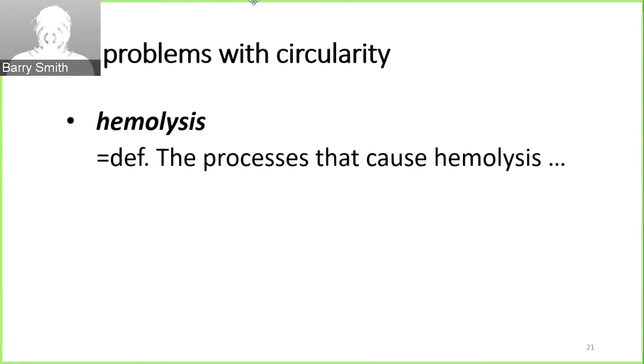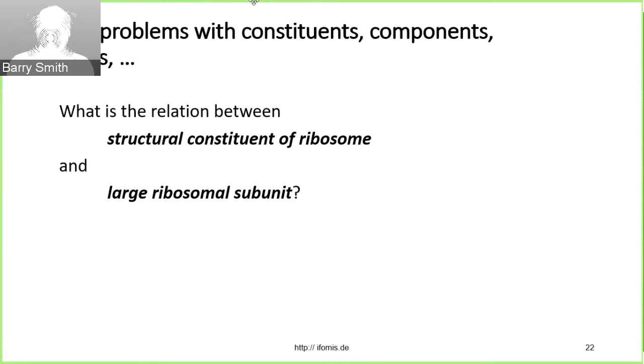There are problems with part of and with constituents and structure and unit terms. There's no way you can infer from the gene ontology what the relation is between structural constituent of ribosome and large ribosomal subunit. You should be able to make those distinctions clear because, as John emphasized, unless you give clear definitions of terms, people will misuse terms. There will then be a failure of bringing about the kind of interoperability which ontologies are primarily designed to support.